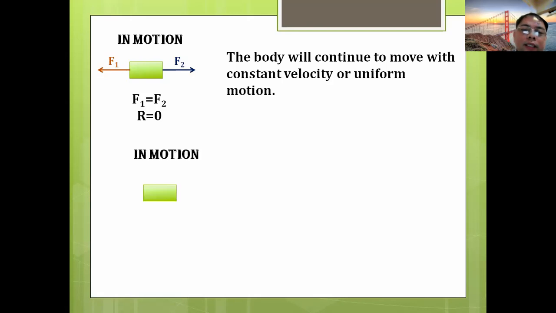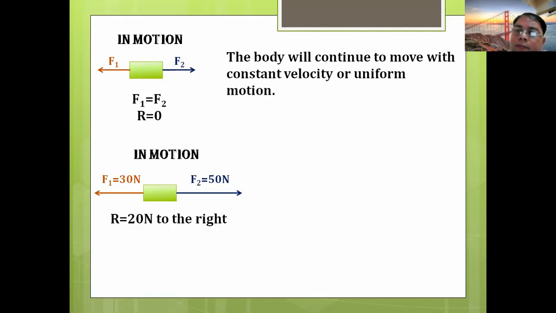Now, in the event that the body in motion has two or more forces, and these forces are no longer equal in magnitude, then the resultant will not be 0 anymore. So here, if we subtract 50 and 30, since they are opposite in direction, we will have a body that will be accelerating. This one already has a velocity, an initial velocity. When an additional 20 newtons is present, the body will accelerate, or its speed will increase. From an initial velocity, it will go up to a higher value.